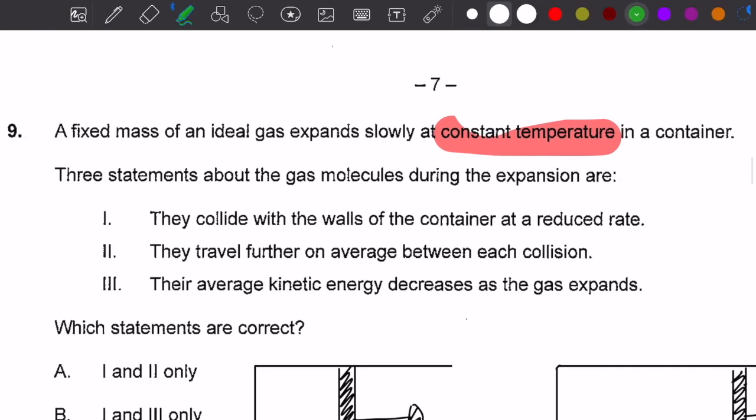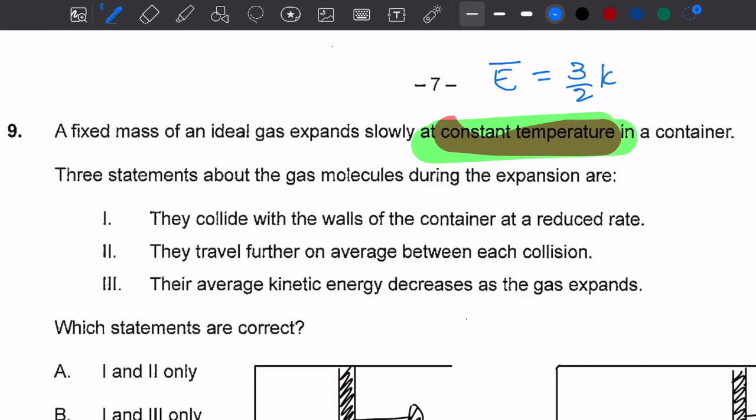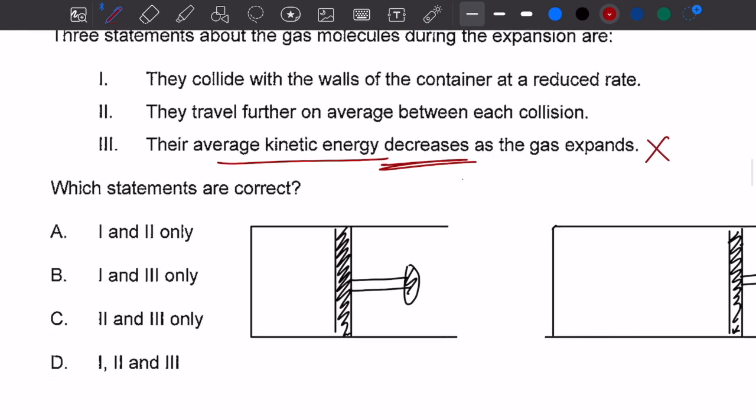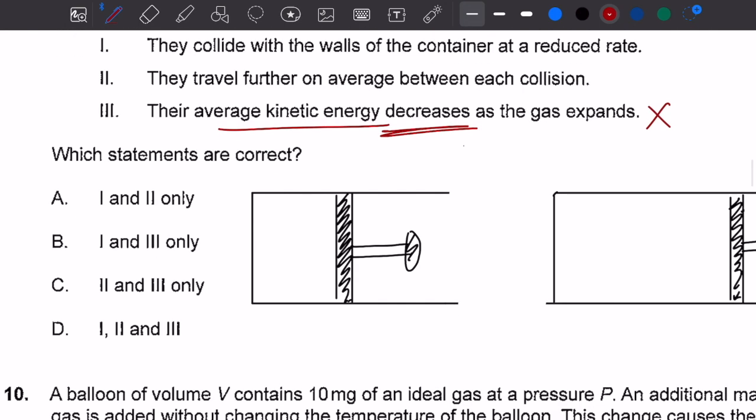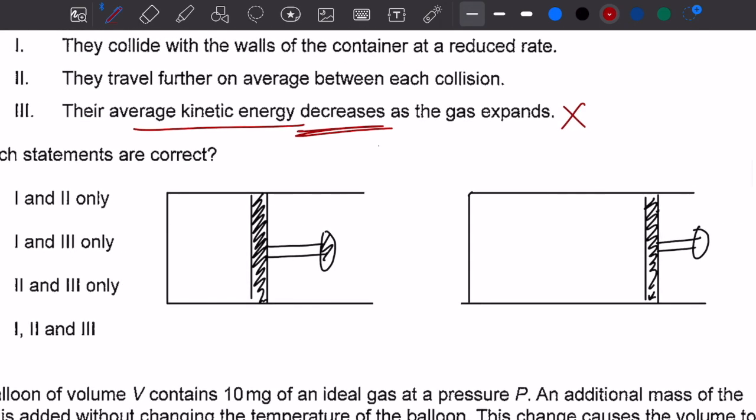Very important word here is it's at constant temperature. So let's start. We know average kinetic energy of a gas molecule is 3/2 Boltzmann constant times temperature. So as temperature does not change, average kinetic energy or average speed does not change. So part 3 says average kinetic energy decreases. That's wrong.